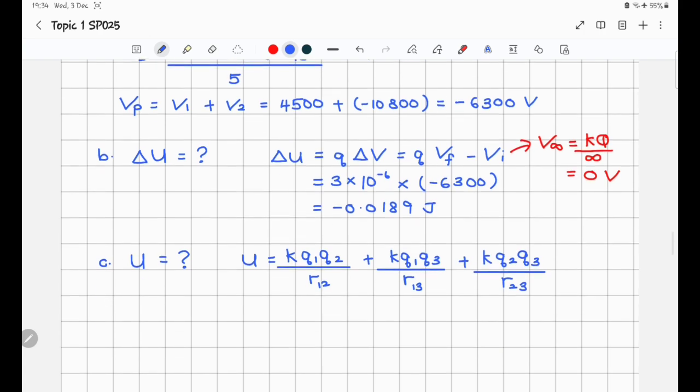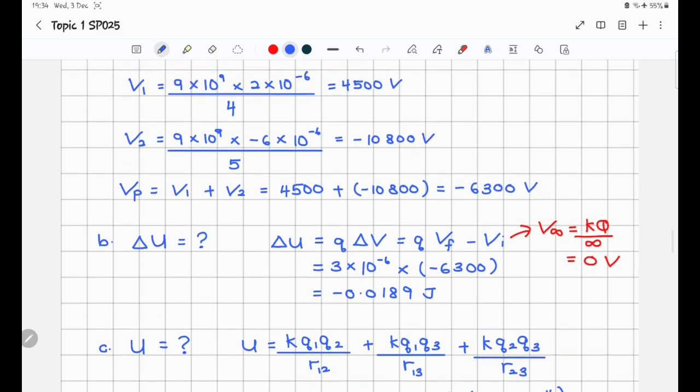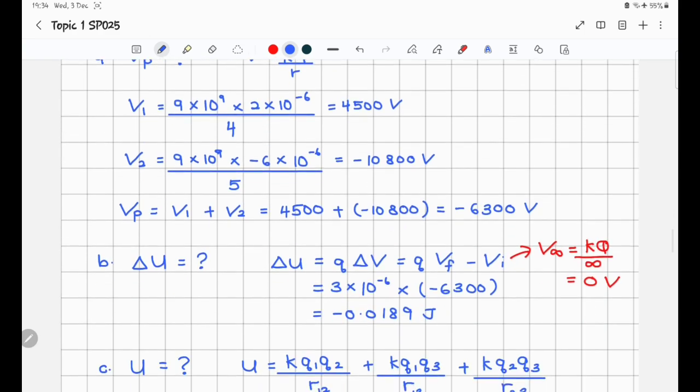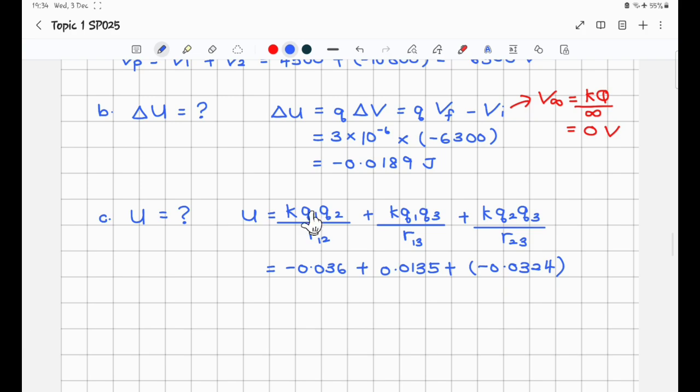Okay, so I will not be substituting all the values. Instead, I will straight away write the answer that I obtained from the substitution. I believe all of you here can do your own substitution based on the values that we have from the question above, where Q1 is 2 microcoulomb, Q2 is negative 6 microcoulomb, and Q3 is 3 microcoulomb. All the distances are as given respectively. So do your substitution here. Keep in mind to include the negative sign.